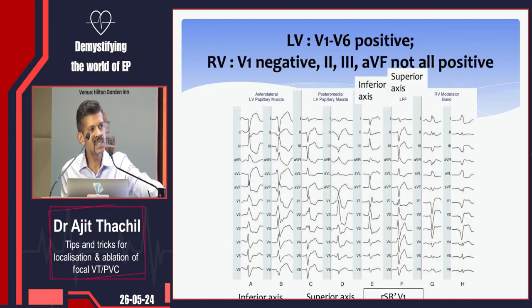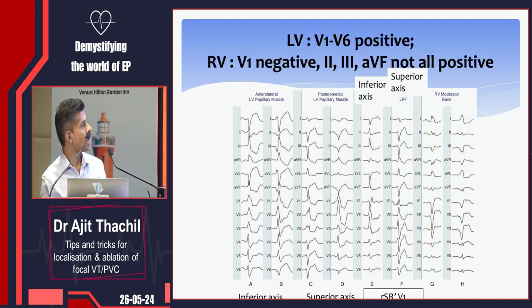Left ventricular PVCs will be positive in V1 if they're coming not from the outflow tract part of the left ventricle, but from the cavity of the left ventricle, because the left ventricle is the posterior ventricle and V1 will be positive.